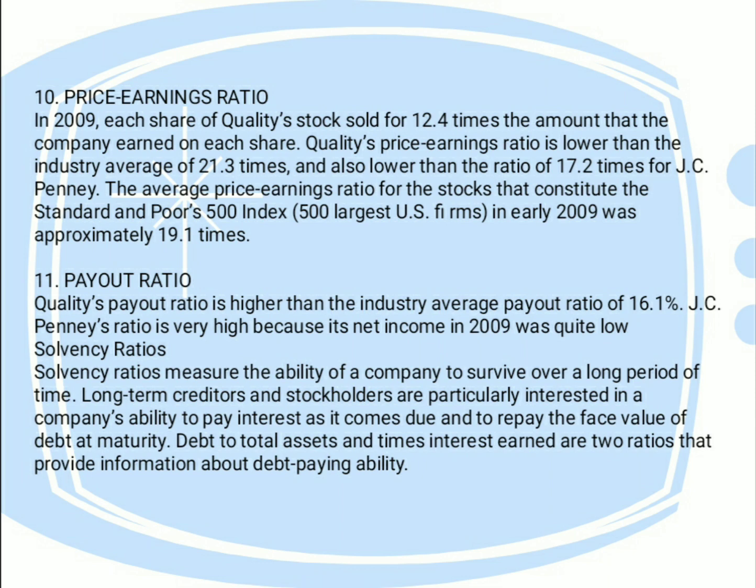Payout ratio. Quality's payout ratio is higher than the industry average payout ratio of 16.1%. JCPenney's ratio is very high because its net income in 2009 was quite low.